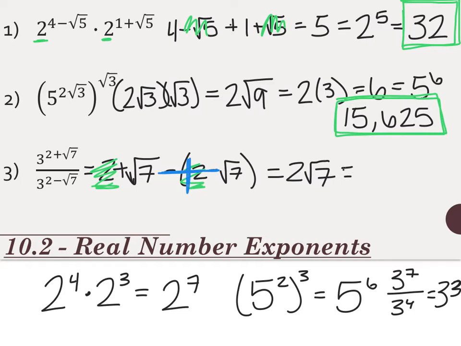So your final answer is 3 to the 2 square roots of 7 power. Just make sure it's really obvious what is your base and what is your exponent. Make sure your exponent looks like it's small. Okay? 2 more examples.